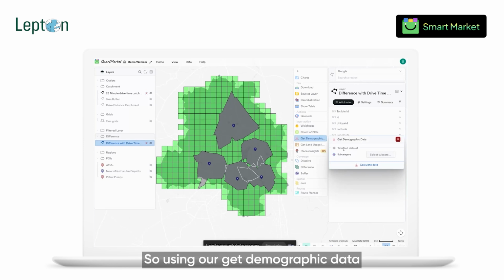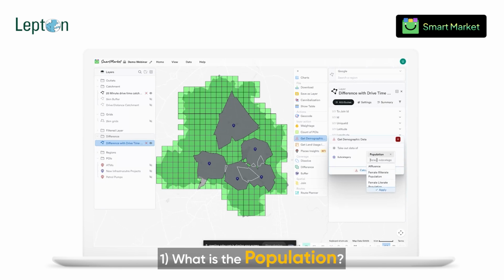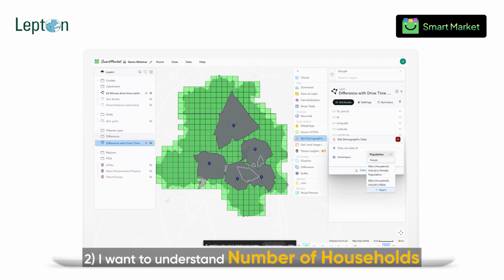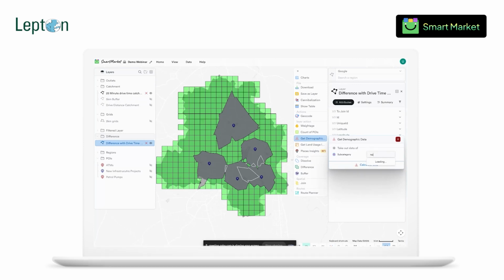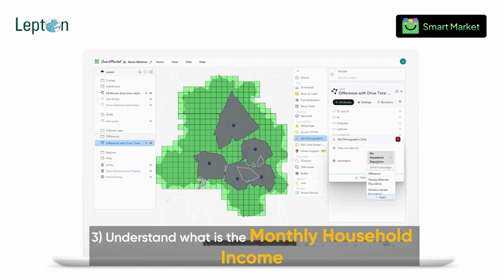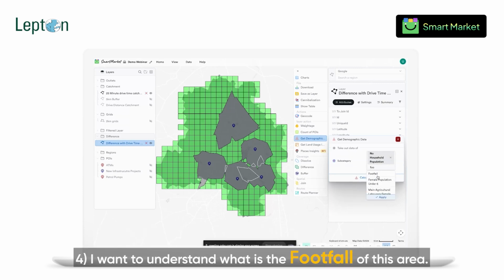So using our get demographic data for these 2 kilometer grids, I can start populating it with information. One is what is the population. The second is maybe I want to understand number of households. I want to understand what is the monthly household income. I want to understand what is the footfall of this area.